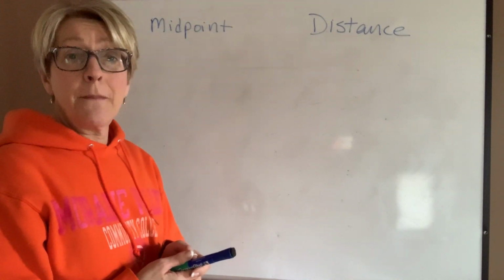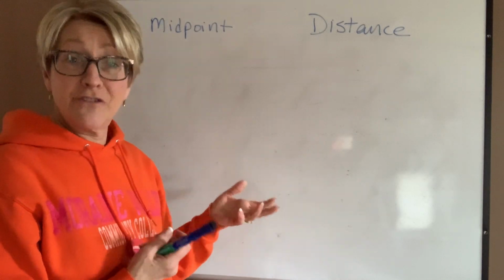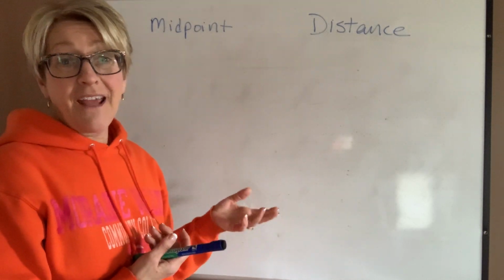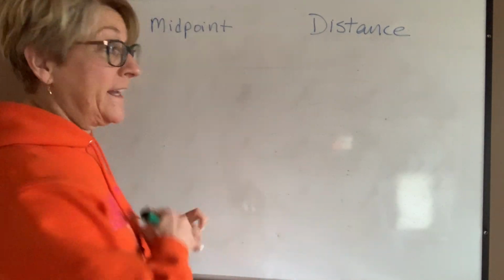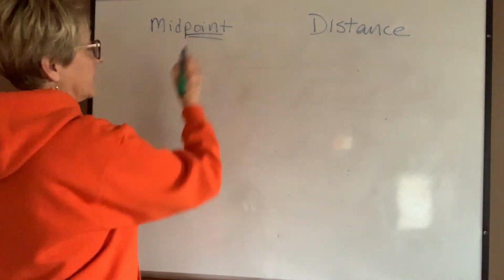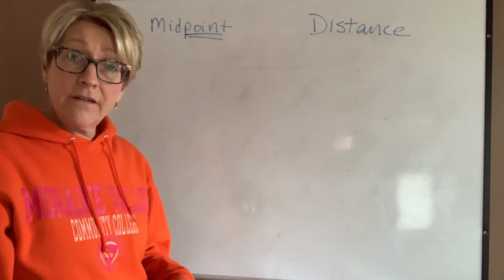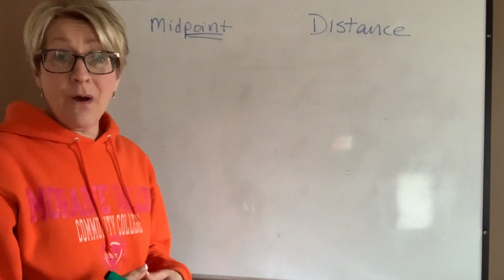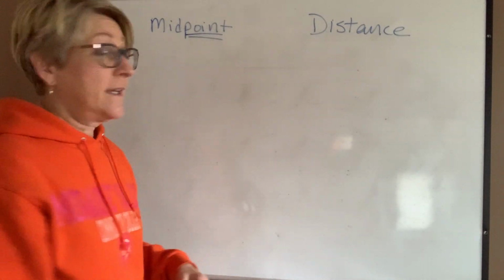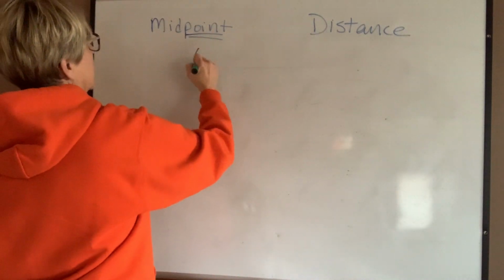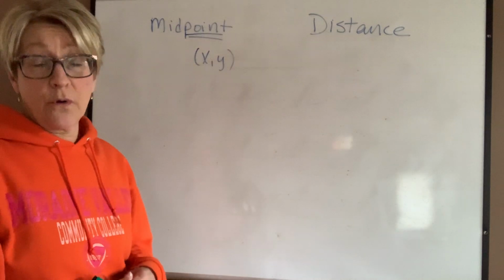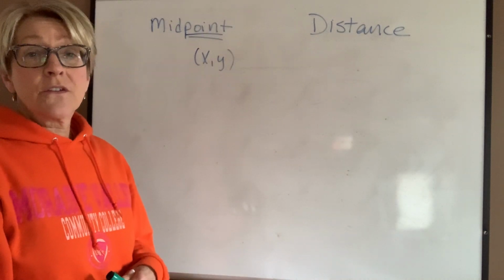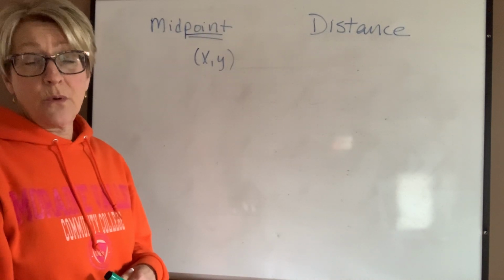We want to find the middle of 2 points. And when we find the midpoint, what we will be finding is literally a point. Remember, how do we name a point? A point is named with 2 numbers, the x and the y coordinates, okay? So we're going to find the middle of 2 points.